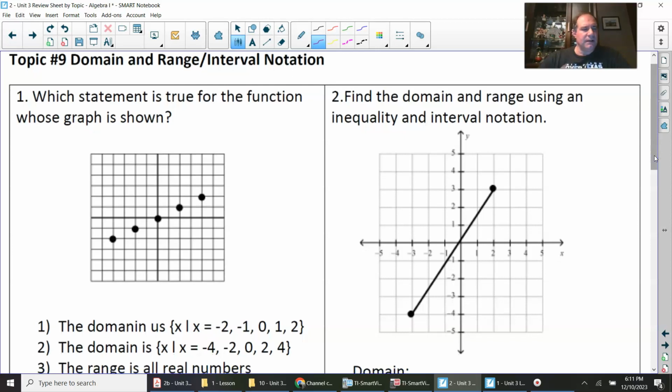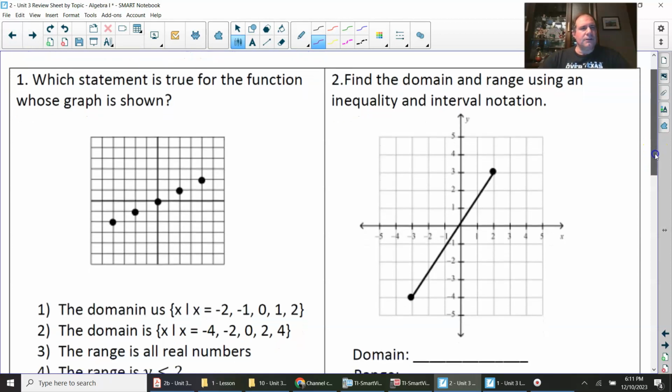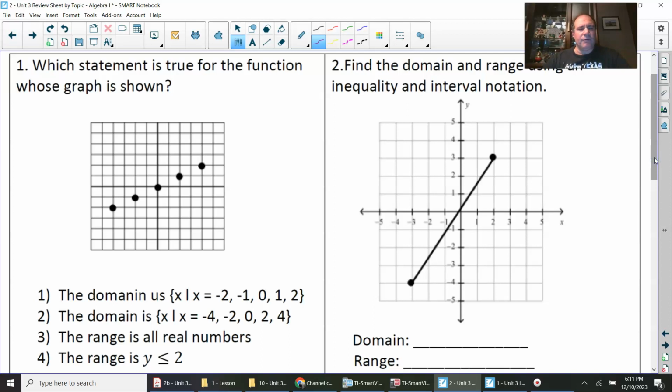All right, long video. Which statement is true for the function whose graph is shown? So domain, remember, is the value of all x's. The range is the value of all y's. Which statement is true? So these are just points, right? So you can't really say that it goes on forever, and the range either. So what we're going to do is just list all the coordinates down.